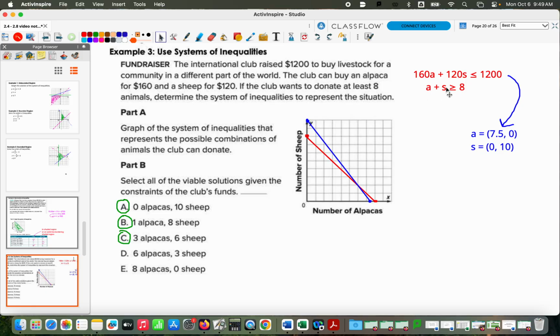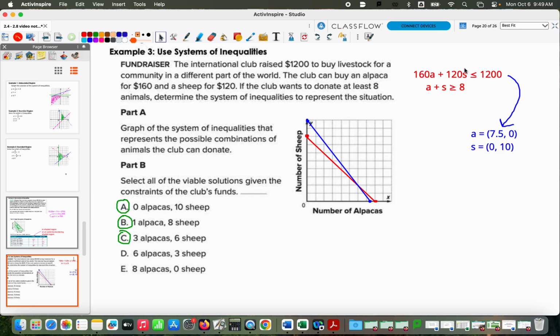The number of alpacas plus the number of sheep has to be more than 8, though. They want to donate at least 8 animals, so hopefully more. This one would be easy to find your x and y intercepts, just start at 8 for each one. So an 8 here and 8 there, draw the points. This one, again, I just plugged in zeros is all I did.